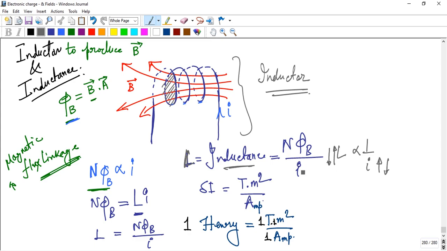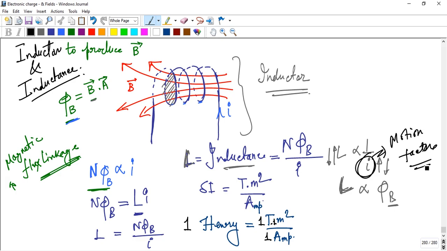They are inversely proportional. But L is also directly proportional to phi B, and phi B is also directly proportional to B. So if the magnetic field is more, the inductance is more. But the current is not necessarily more, because there is another factor, the motion factor. The current also depends on the motion factor.